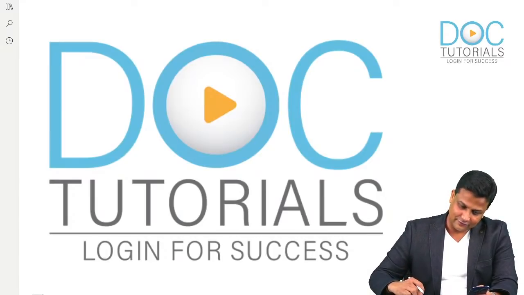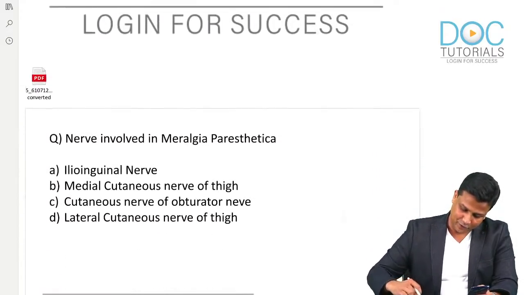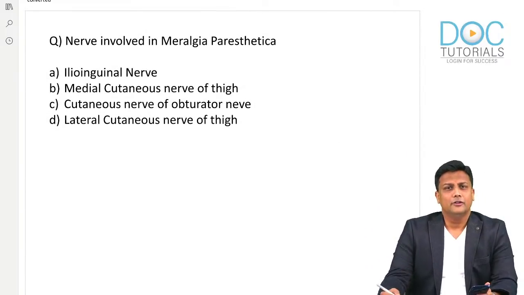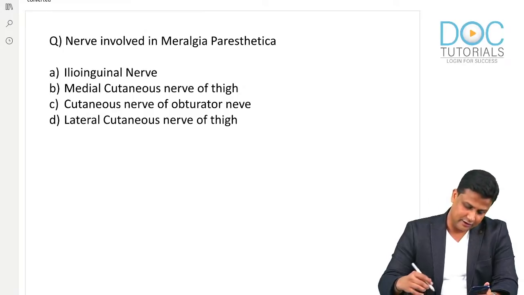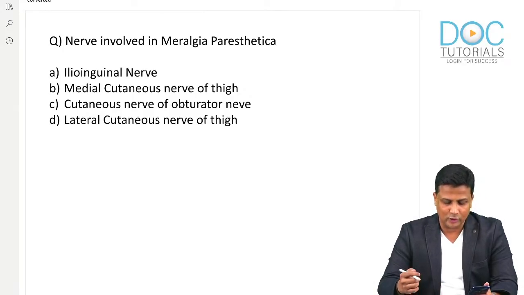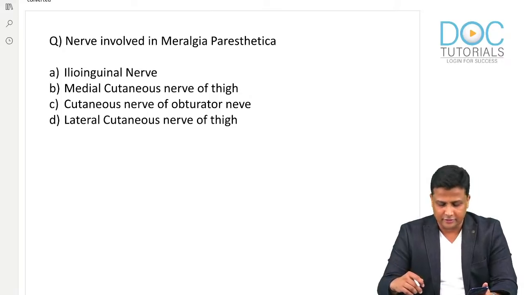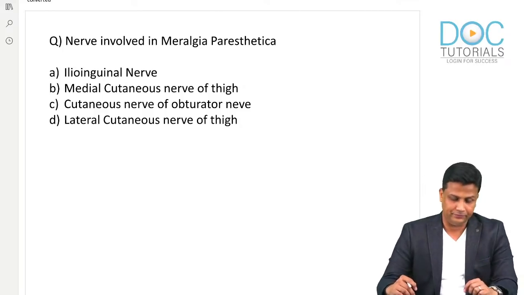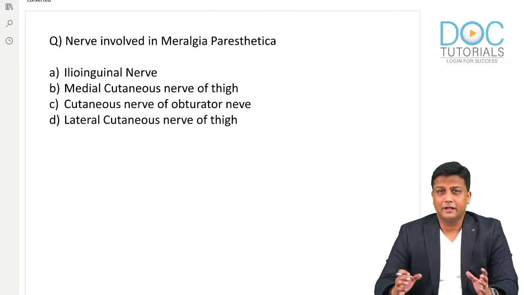Let's begin with the very first topic, the first concept that we are going to discuss. The question that you're able to see on the screen: the nerve involved in Meralgia Paresthetica is it the ilioinguinal nerve, the medial cutaneous nerve of the thigh, the cutaneous branch of the obturator nerve, or the lateral cutaneous nerve of the thigh, guys. Now the question is related to Meralgia Paresthetica.